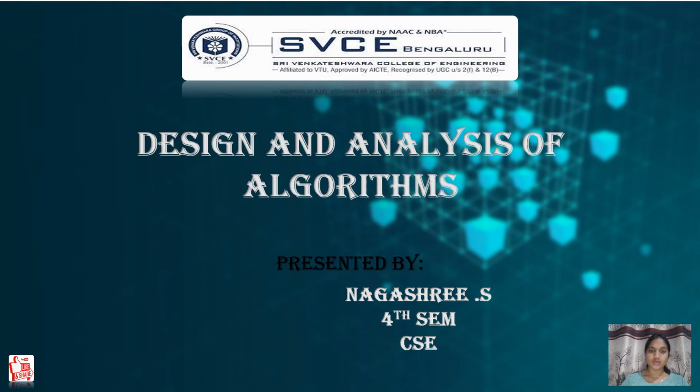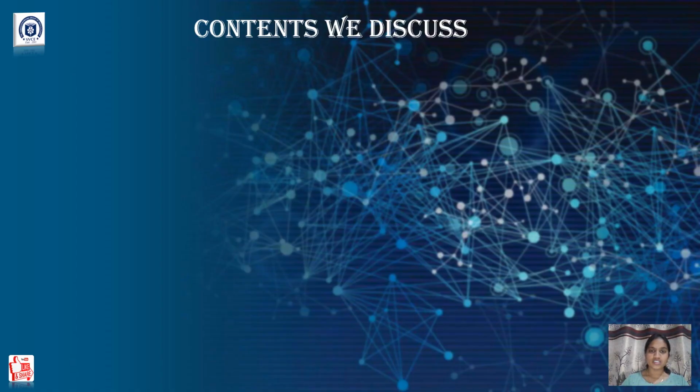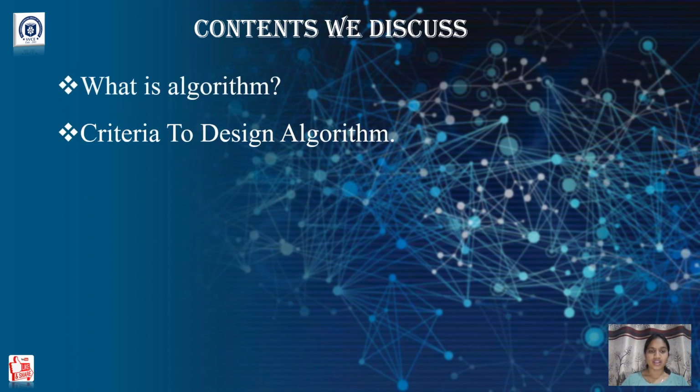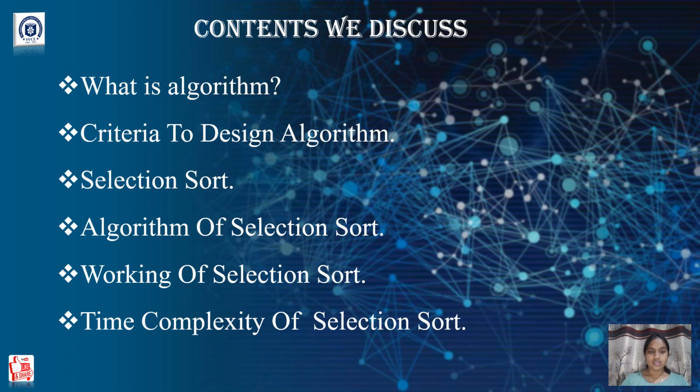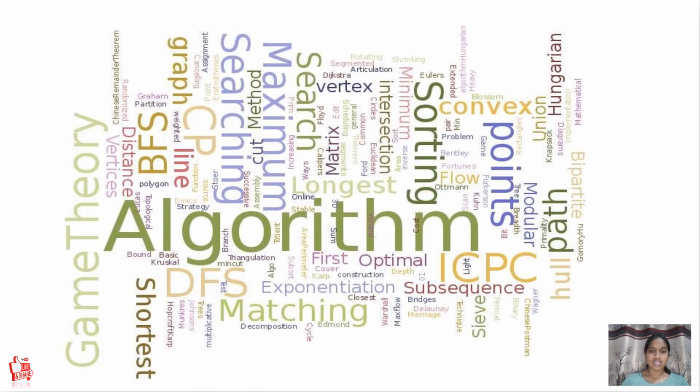Today let us learn about design and analysis of algorithms. So the contents we study today are: what is algorithm, criteria to design algorithm, selection sort, algorithm of selection sort, working of selection sort, time complexity of selection sort. So let us learn about algorithm.